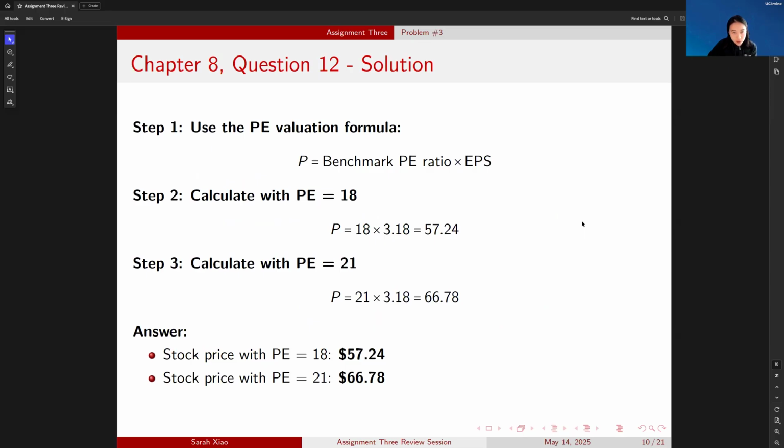So to solve this question, we first identify that we use the PE valuation formula we just discussed. And next, we can calculate with a PE ratio equal to 18. So the stock price should be the PE ratio times the EPS given in the question. So the stock price with PE equal to 18 should be 57.24. And we do the similar thing for a PE ratio equal to 21, and we get the final answer of 66.78.